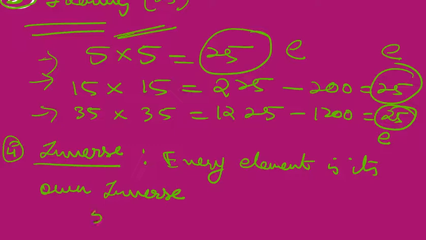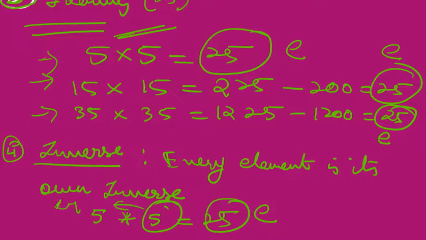Why? Because you see, 5 into 5, you're going to get the identity as 25, right? So if this is the identity and I'm getting the identity, then 5 is the inverse. 5 is the inverse and this is the element. So if 5 is the element and its inverse is 5 only, then you can easily say that every element is its own inverse.